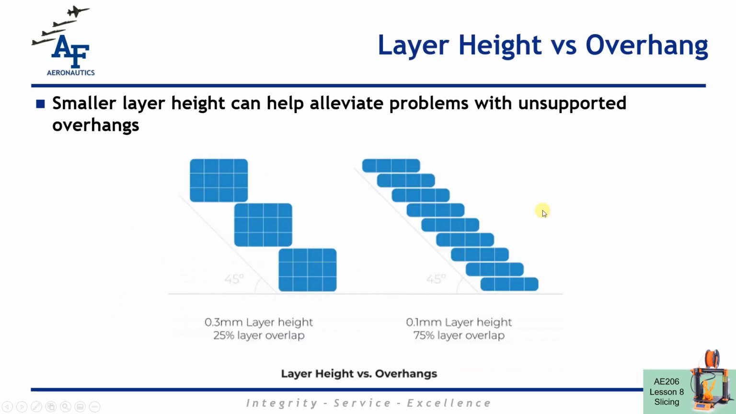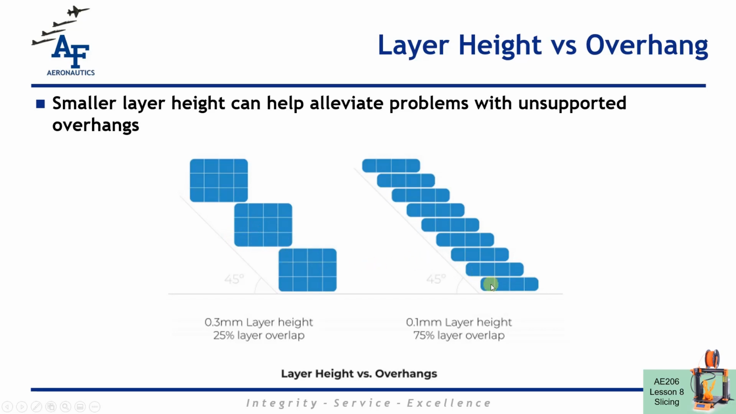Okay, and there's also an interplay between unsupported overhangs and layer height that's happening here. Here we have two cases where we have the same overhang, but a different layer height. And for the larger layer height, basically we're going to have to take a bigger step out over the previous layer to achieve that overhang angle. And that's going to result in potentially poor quality in that overhang because we have so much of the layer sticking out above the layer below.